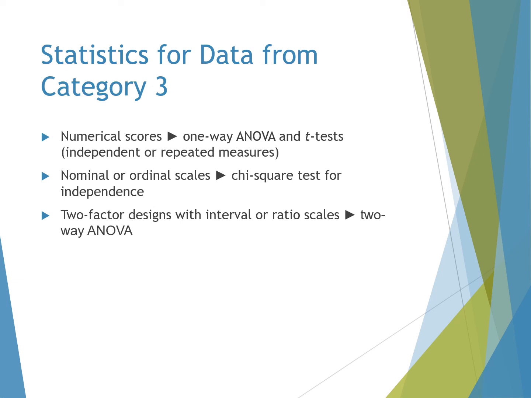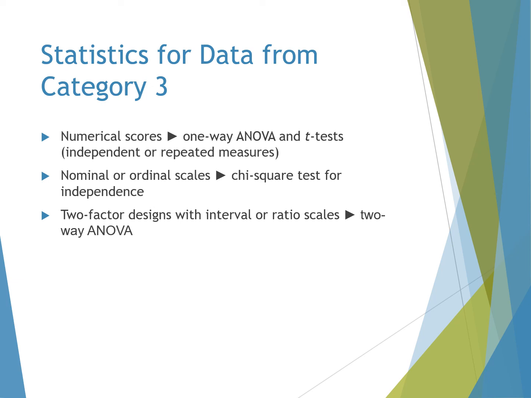And then in category 3, looking at these experimental designs where we're comparing groups, the tests you can use depend on your independent variable. So if you have a numerical one, the tests you use depend on your dependent variable, your outcome. If you have a numerical outcome, you could use an ANOVA or a t-test. If you have nominal or ordinal scales, you might use a chi-square test to look at predicting categories. If you're using multiple factors, which we haven't discussed yet, but we'll talk about next week, basically multiple independent variables, then you'd use a two-way ANOVA.